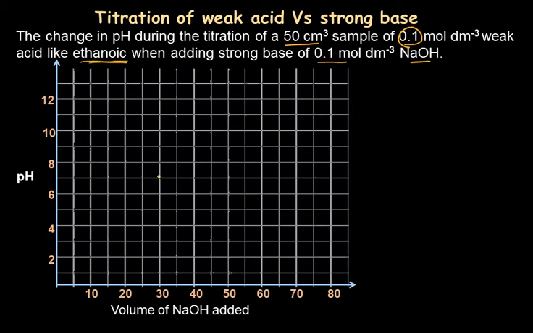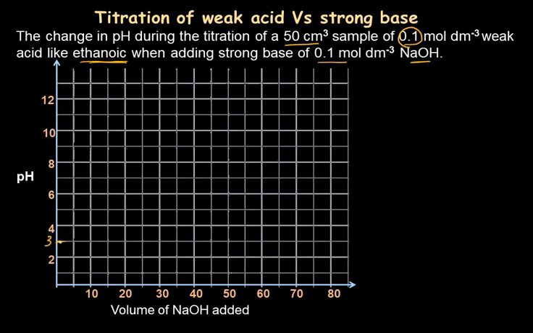Now as we know, a weak acid will have a pH starting around 3 or 4. So let's start here with 3.5 approximately. You can calculate the pH of ethanoic acid considering its Ka value and the concentration, and you can find it out. But here we are taking it approximately. So approximately it should be between 3 to 4. I am taking it as 3.